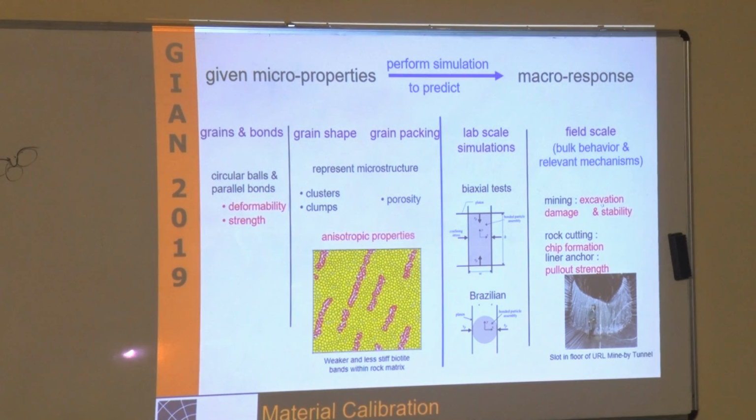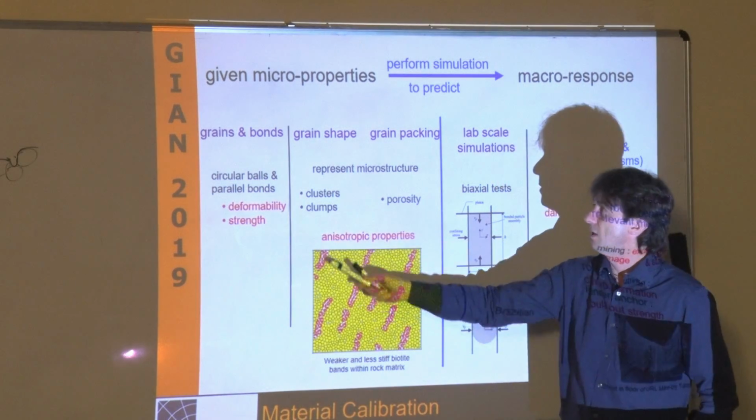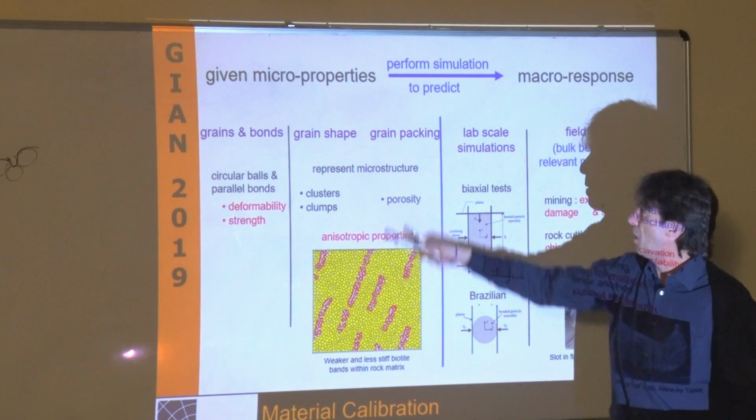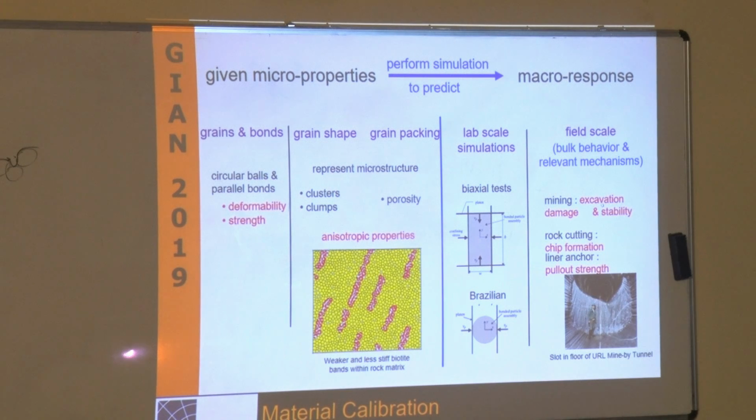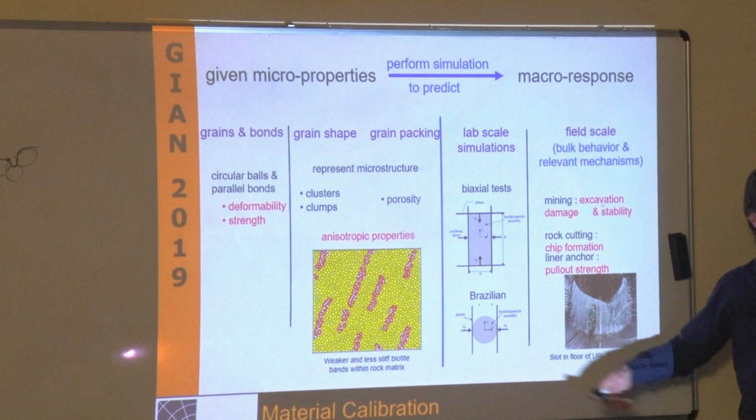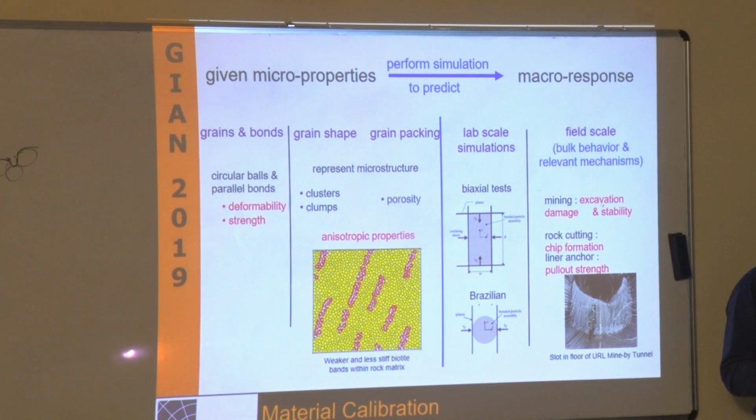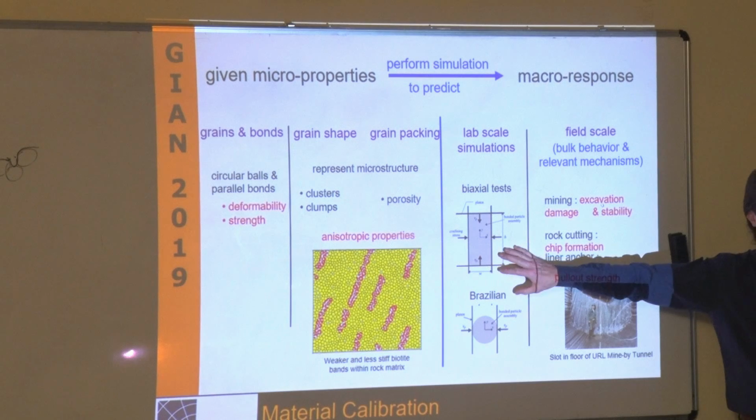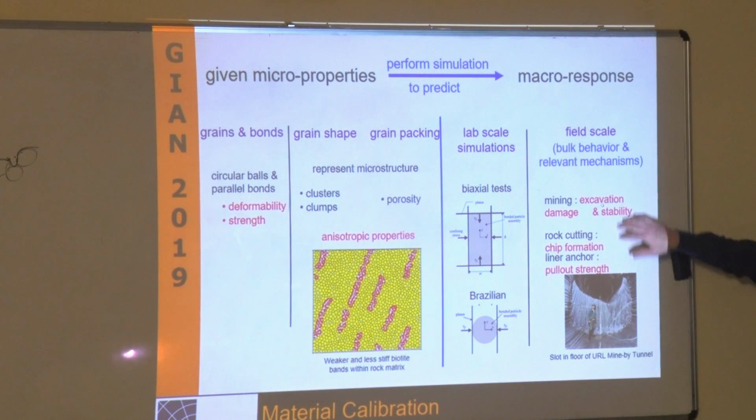Because at the end, you need to go from single grain to shape, to packing, and then how do you simulate, how do you constrain those properties? Well, you start looking at lab scale simulations, such as biaxial test and Brazilian test, and once you match what is observed in the lab, and you have enough confidence, then you finally use those properties to model whatever is the field scale or the scale of the problems you are trying to solve. And that is pretty much the path.